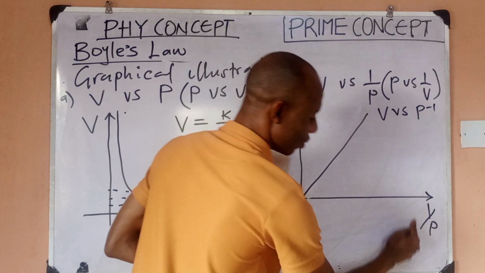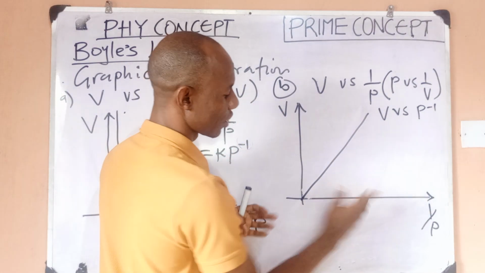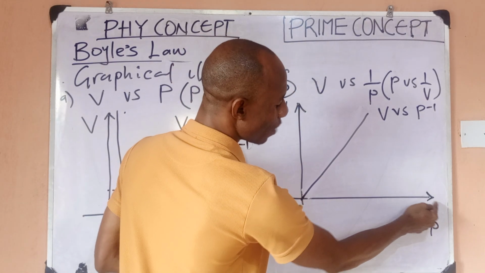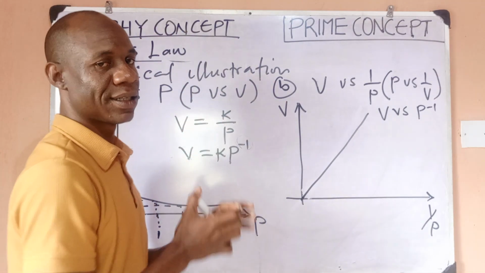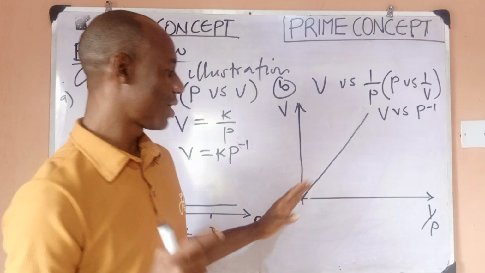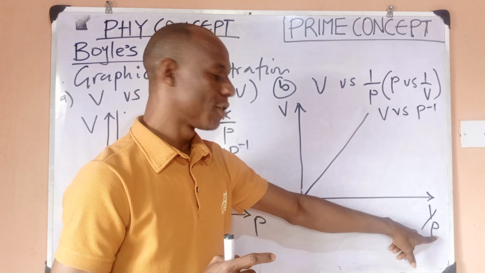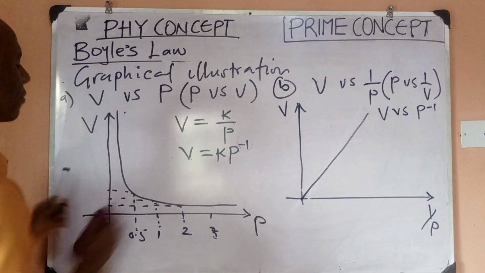So when you increase 1 over P, not pressure, please take note of that correction. We are plotting 1 over P. So when 1 over P is increasing, the volume would increase. When 1 over the pressure is increasing, the volume is increasing. So that's why you have a straight line like this, because you can see that if P is small, 1 over P will be big. So that is it.